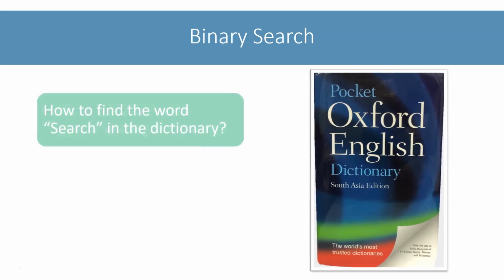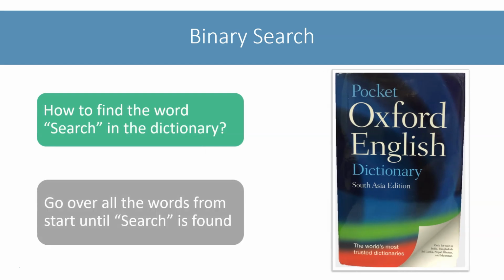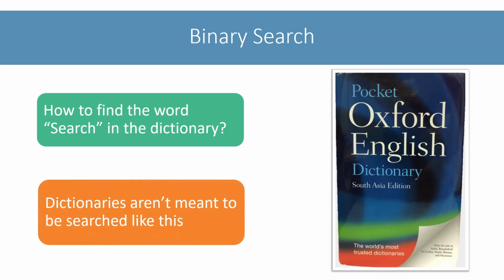If I want to find the meaning of the word search in the dictionary, how will I do it? One way is that I start at the first word of the dictionary and then go through all the words in order until I get to the word search. But that's not how we search a word in the dictionary, isn't it? Dictionaries are not meant to be searched like this, as it will take a lot of time.